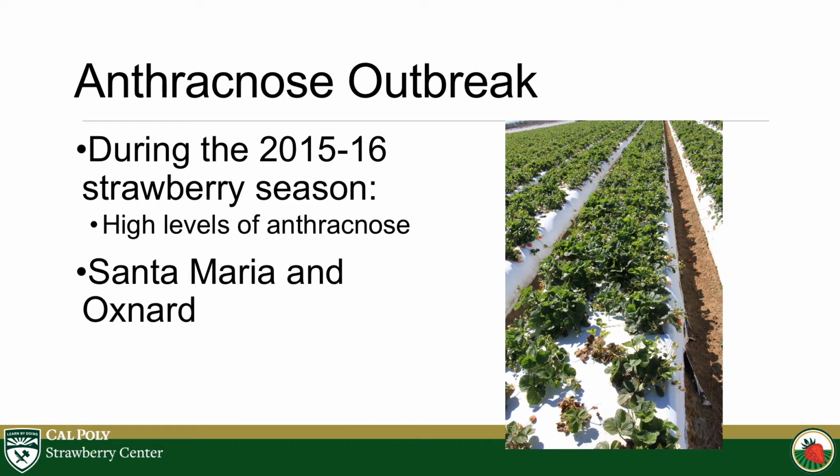During the 2015 and 2016 strawberry season, there was an anthracnose outbreak leading to high levels of anthracnose in fields. This occurred in the Santa Maria and Oxnard area. Now in the image on the right, you can see a field with anthracnose symptoms. Because of this outbreak, it led to this experiment and the objective of studying 105 cultivars in elite breeding lines and screening them against anthracnose.